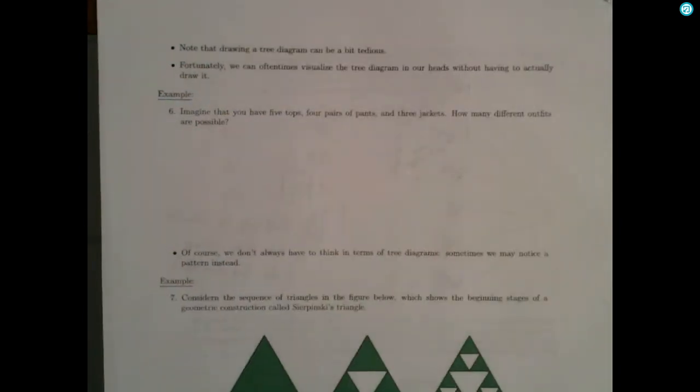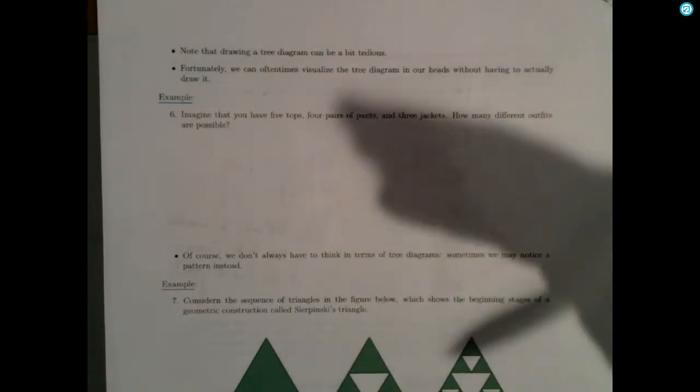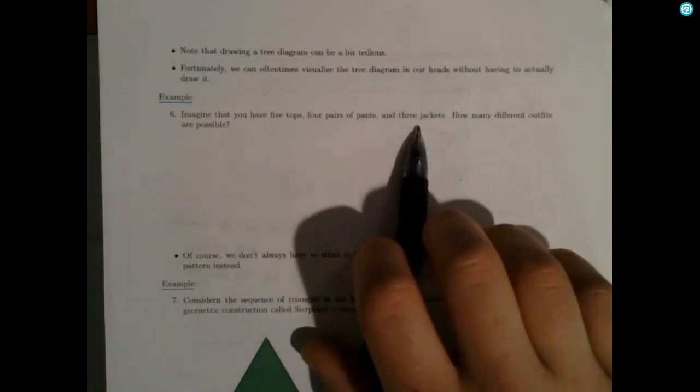So how many different outfits are possible? 60. So if you're just doing this in your head, then you could just say, what did we say? 60, right? Yeah, 60.